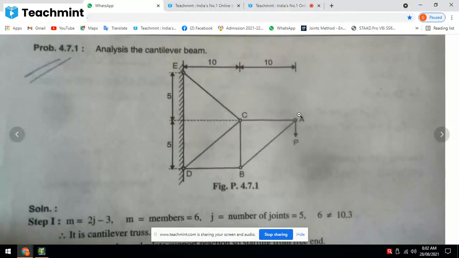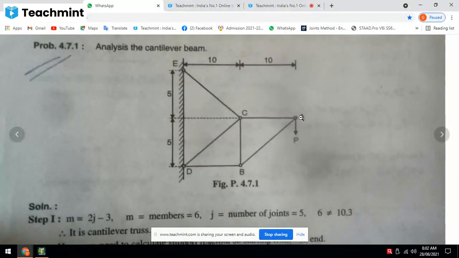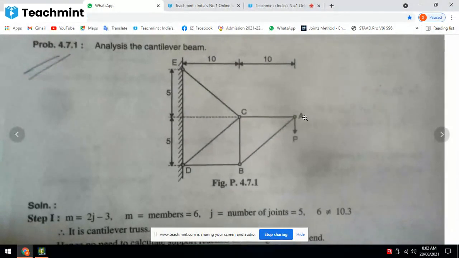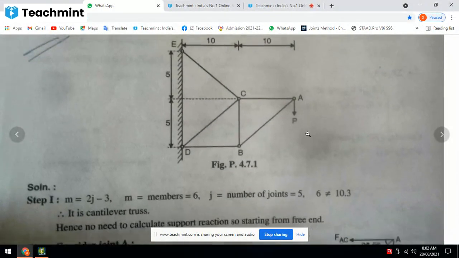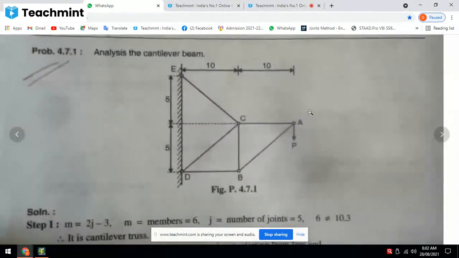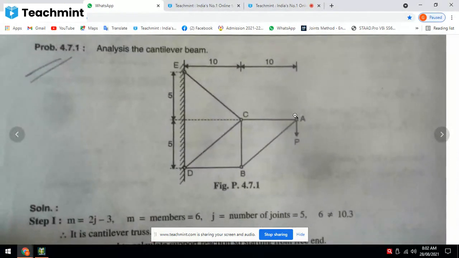So we get all the forces in the members starting from this free end, that is from joint A. So remember, in a cantilever truss, always start from the free end, so that you get the forces in the members.